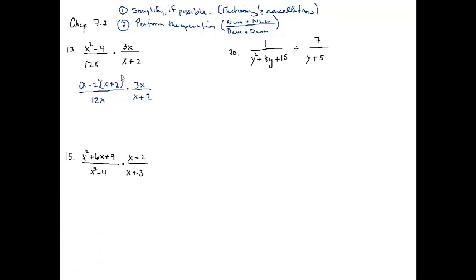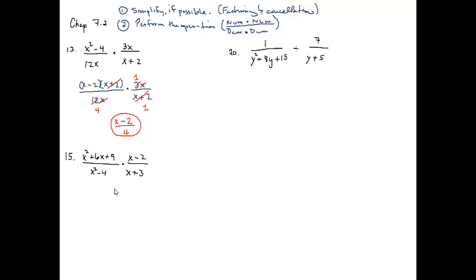So I factored. Now, the x plus 2's can cancel out. The x's can cancel out. 3 goes into 12 4 times. So what's left over? X minus 2 times 1, which is just x minus 2, divided by 4 times 1. So it's 4. So the final answer is x minus 2 divided by 4. Good. How about number 15?